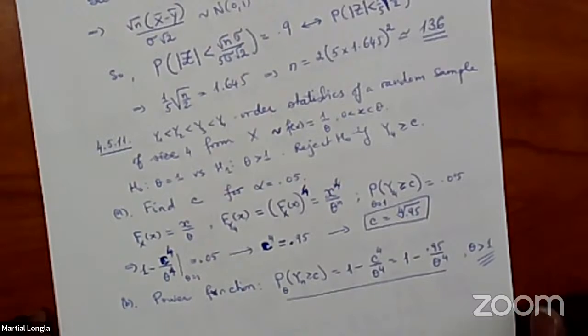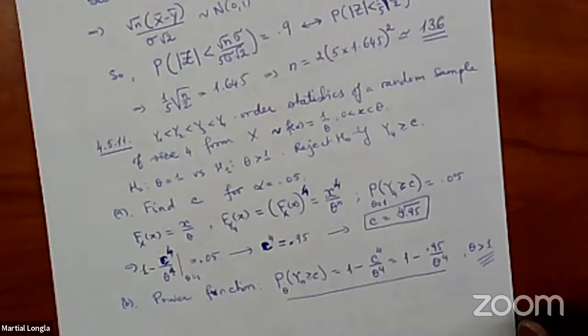The power function is defined for values of theta in the alternative. Dr. Longlow, when you said f of y4 of x is equal to f of x to the fourth, is that because it's the maximum? The distribution of the maximum is the distribution of x raised to the power n.